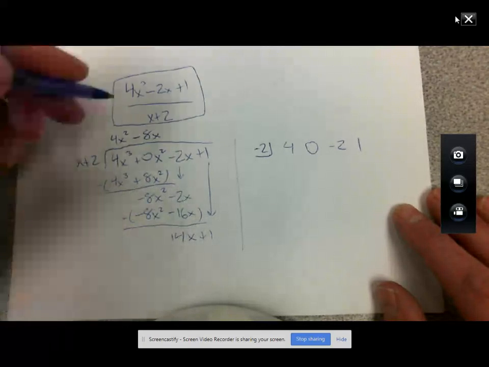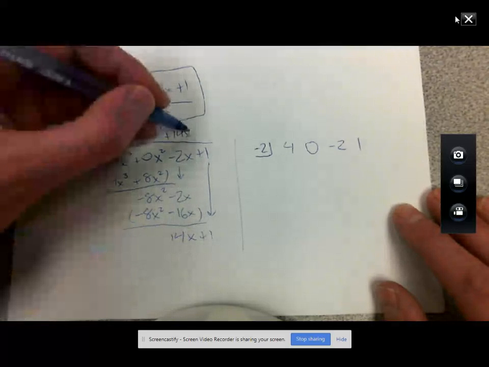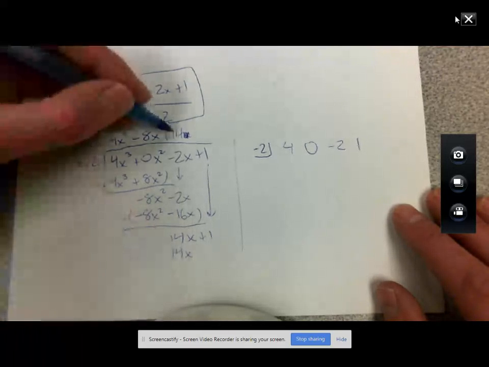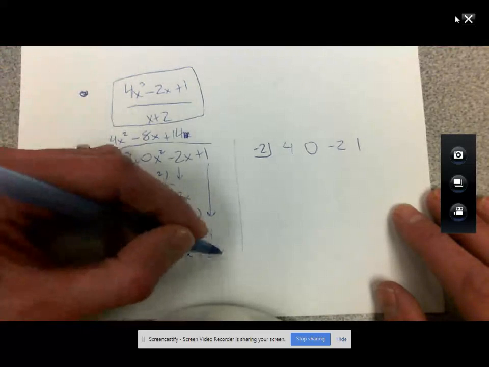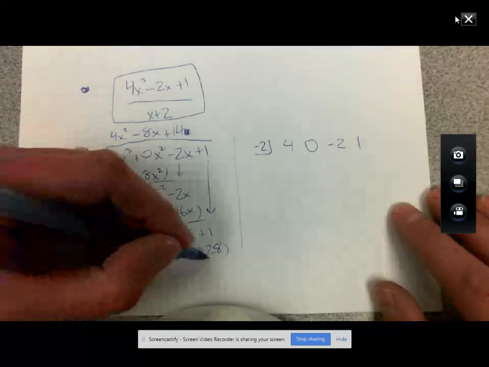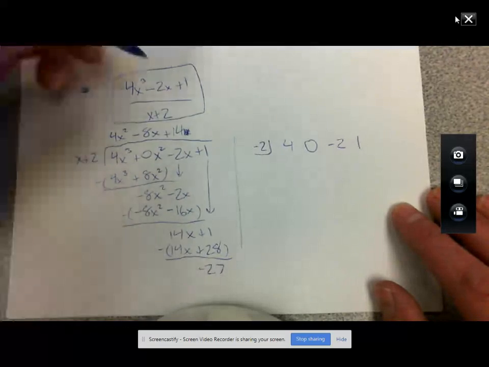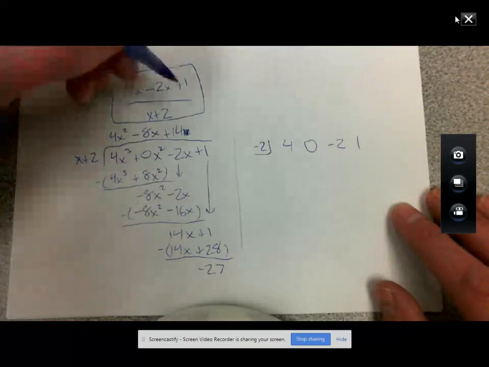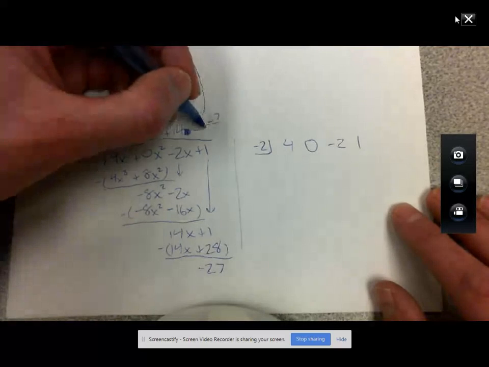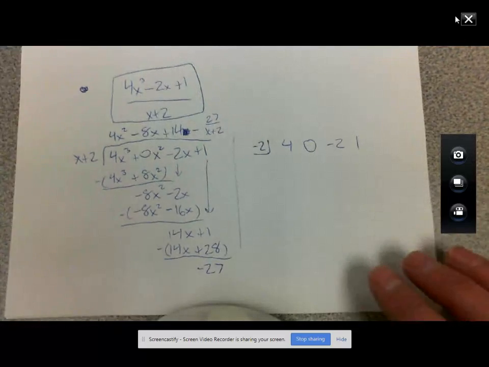Something times x is 14x. Oops, sorry, no x. I apologize, just 14. 14 times x is 14x. 14 times 2 is 28. I'm going to subtract, and I'm just going to have enough room. 14x minus 14x is 0. 1 minus 28 is negative 27, which means I have a remainder. So I'm going to have a solution of, I apologize about the scribble there, minus 27 out of x plus 2. And if I do my synthetic division, I should end up with the same thing.